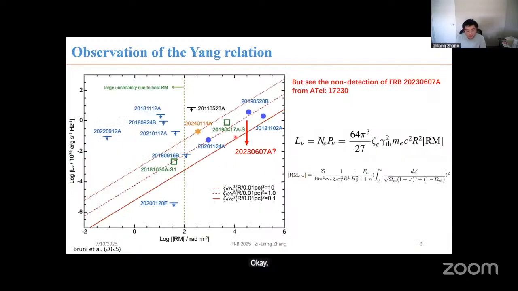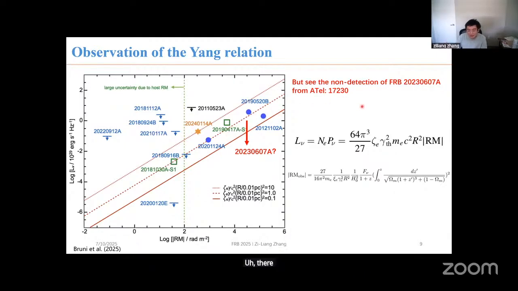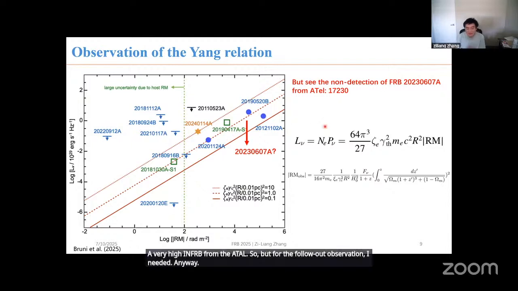Okay, as you can see, this elegant Yang relation can explain the observations very well. At least a few weeks ago, there was a new non-detection of a PRS for a very high DM, very high RM FRB from the ATel. But further follow-up observations are needed. Anyway, let's assume this Yang relation still works, at least at this moment.